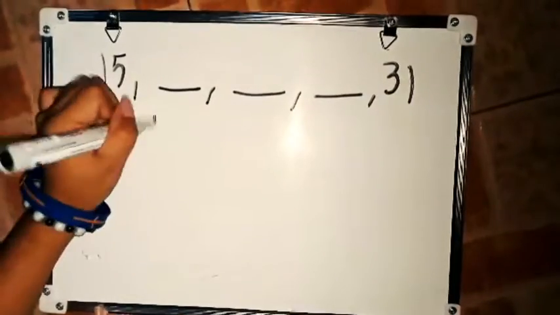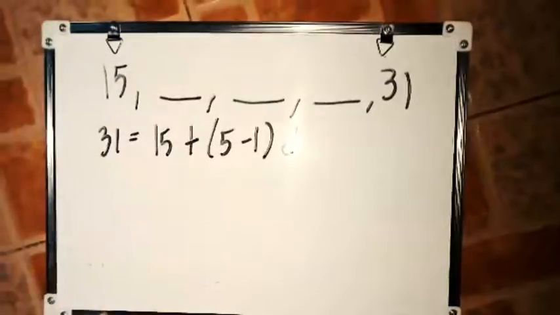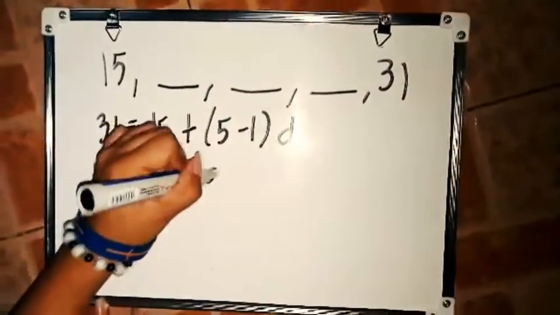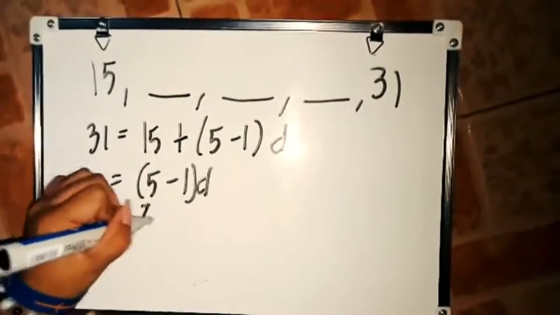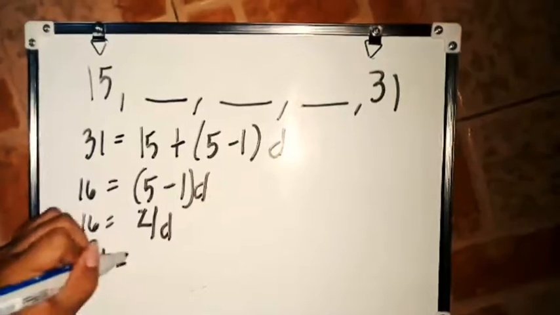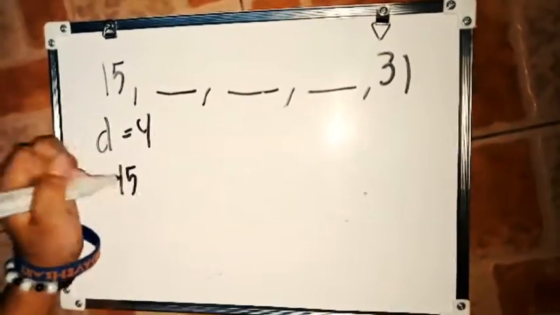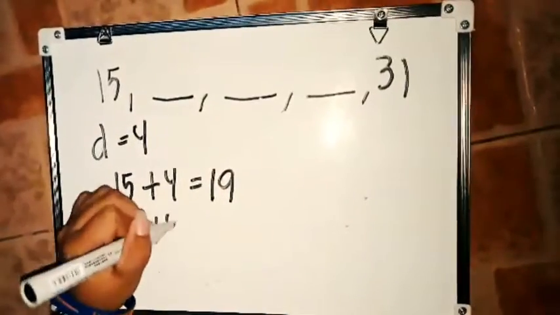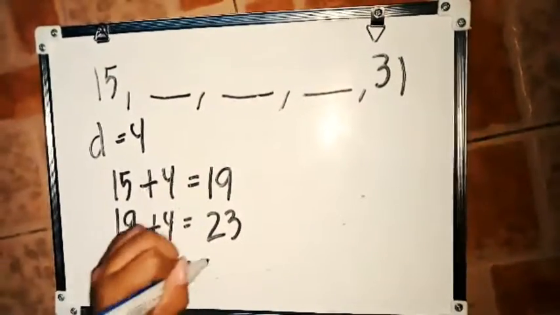Substitute the given numbers to the formula. 31 equals 15 plus the quantity of 5 minus 1 times d. We will transpose 15 to the left side, so now 15 is negative. 31 minus 15 equals the quantity of 5 minus 1 times d. 16 equals 4d. Divide both sides by 4. So d equals 4.